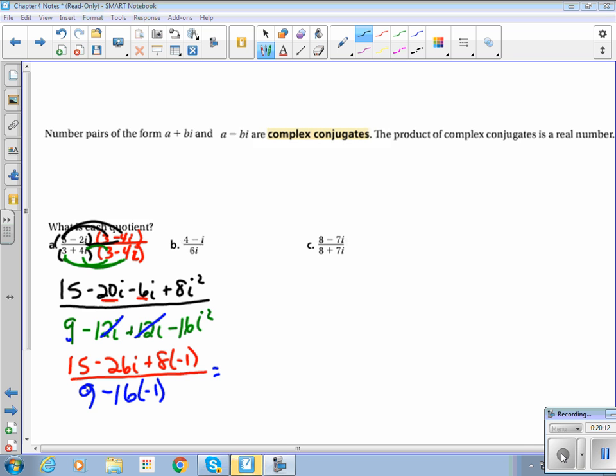8 times negative 1 is negative 8. 15 minus 8 is 7. 26i stays because it doesn't have any other i's to combine with. Negative 16 times negative 1 is positive 16. 9 plus 16 is 25. So as you can see, multiplying by the conjugate gives me a whole real number denominator, and it gets rid of the i.